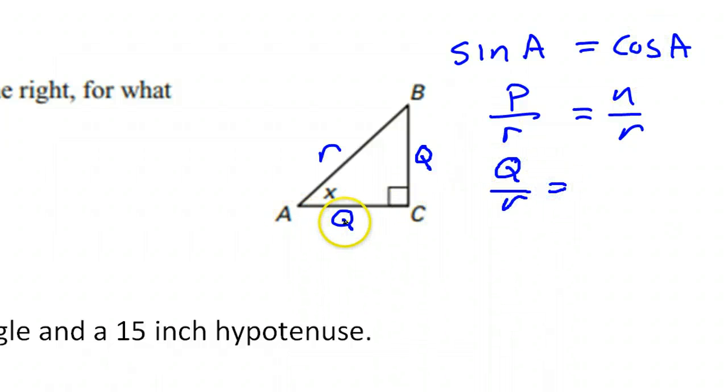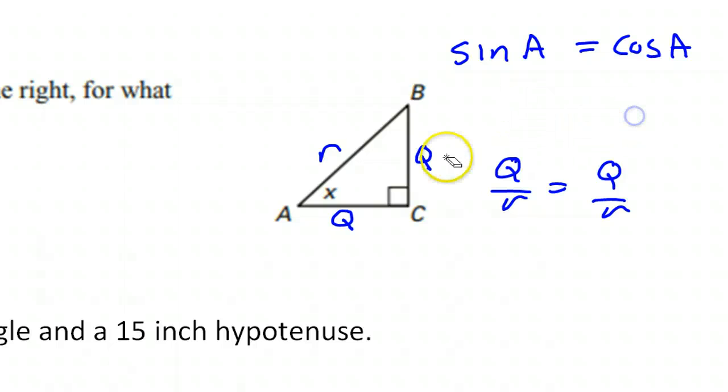Cosine would be adjacent over hypotenuse, so that would also be q over r. And oh look, they're the same. Okay, so that is the only way, is if they're the same. Now, so that was a fail. So the question is, what angle is it if these 2 are the same? That's the trick.